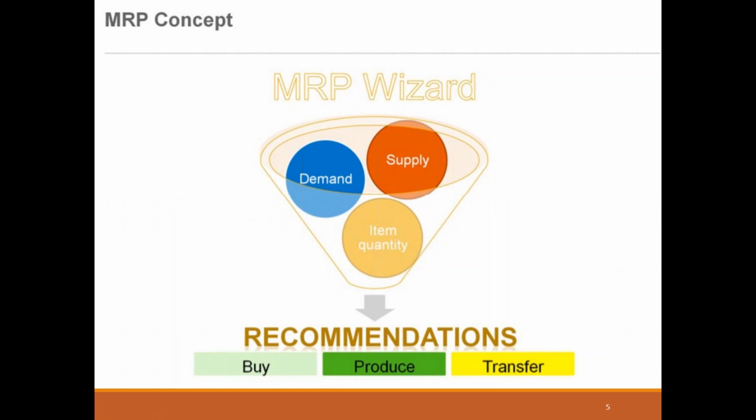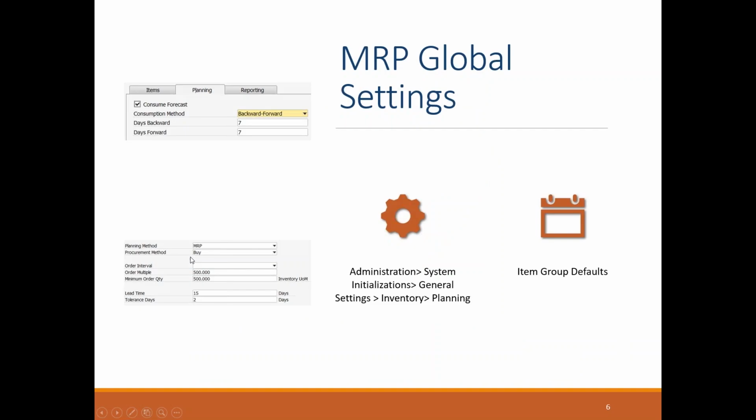What to buy, basically purchase order recommendations, what to produce, production order recommendations, and you can also have the system recommend transfers between warehouses if you have more inventory in one warehouse than the other. So that's, in a nutshell, on a very high level, what the MRP wizard does.